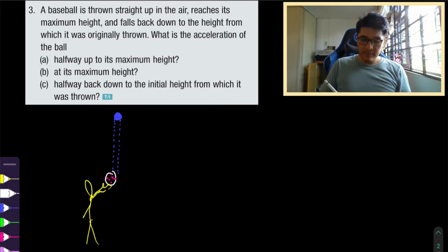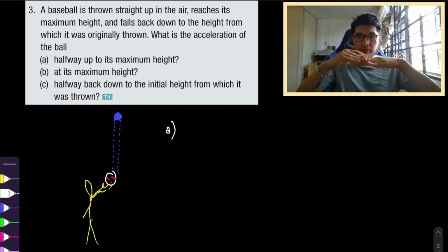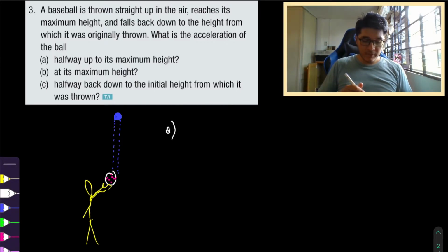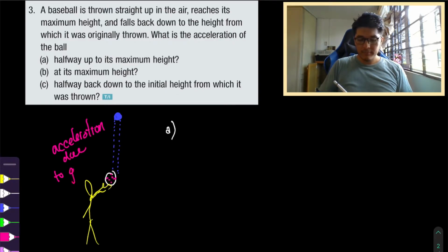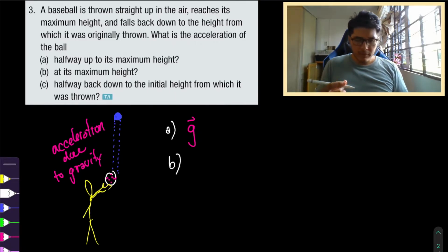Now the first part, they're asking us, what is the acceleration of the ball halfway up to its maximum height? Well, if we're considering we're on the planet Earth, and because this motion is happening near the surface of the Earth, then the acceleration during this whole vertical motion is actually due to gravity. So this means that if it's halfway up, it's still on planet Earth near the surface, which we can assume still experiences the same amount of acceleration due to gravity, which we call G. So that was kind of a strange question.